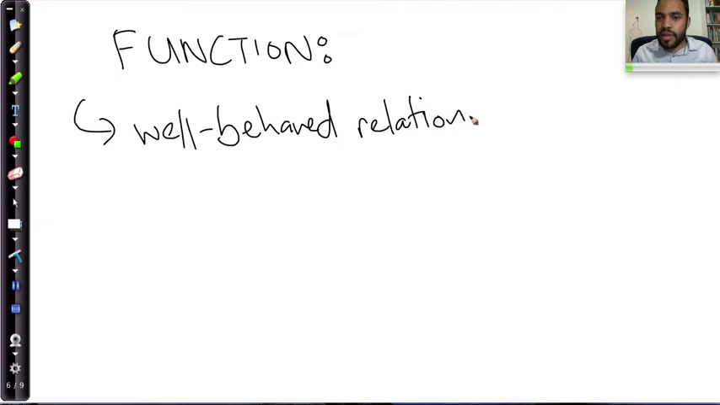A well-behaved relation. Okay, so you already know what a relation is. A relation is a map from one set to another. So how would a function behave? How would a relation behave in order to be considered a function? Well, I'm going to tell you that.